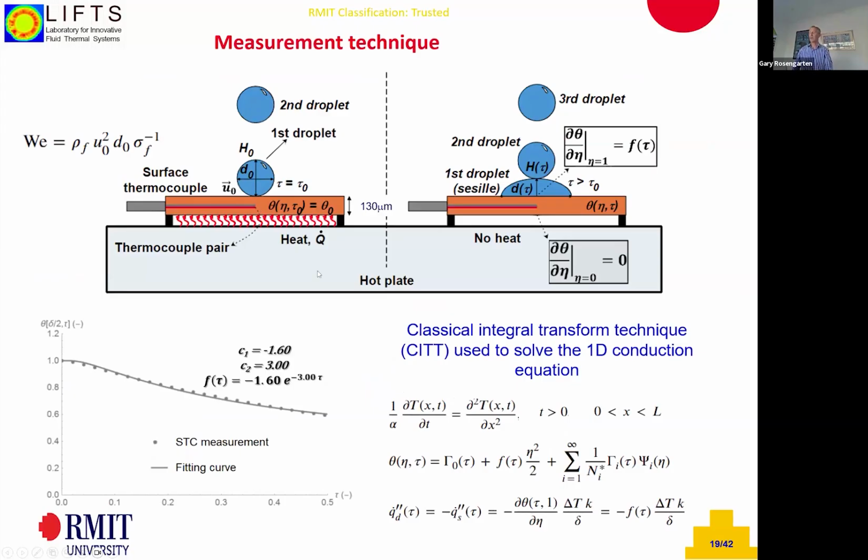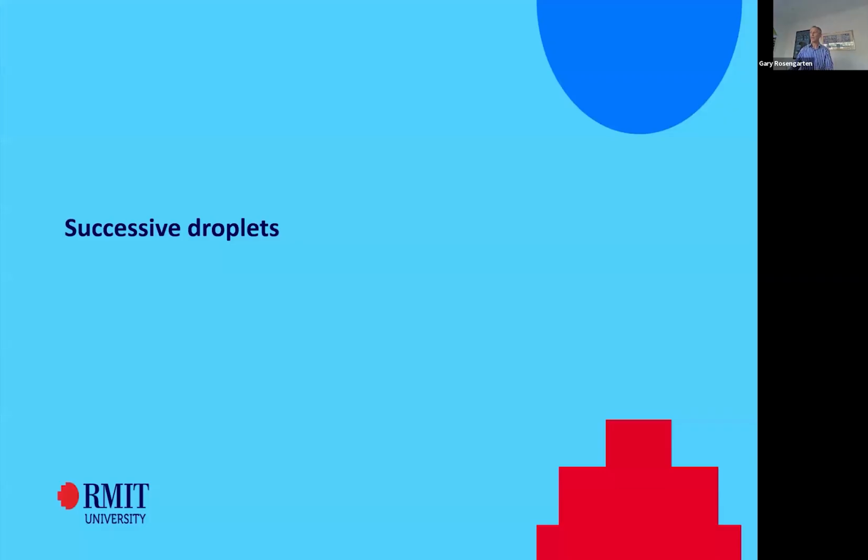It's about the middle. So we can use a classical integral transform technique to solve the 1D conduction equation with two boundary conditions. We know the temperature in the middle, and we also know the surface temperature we've measured in another way. And we can solve that. We fit our data, and we get this fitting function, and you can see how it matches the data well, and then we can calculate the heat transfer rate, the heat flux.